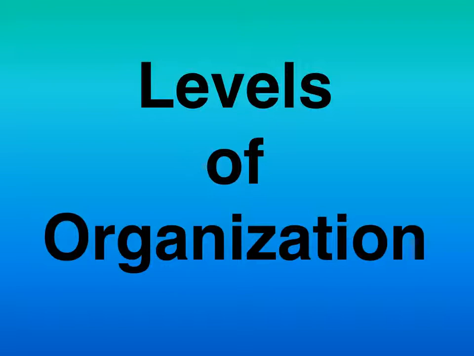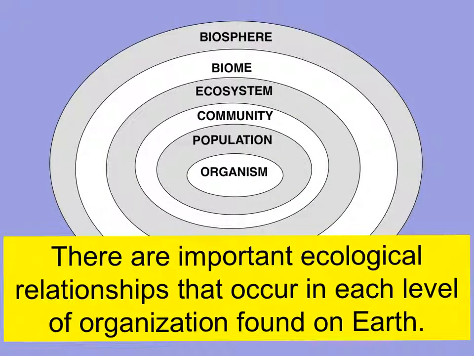Let's begin by reviewing the 6 levels of organization. There are important ecological relationships that occur in each level of organization found on Earth. The biosphere, biome, ecosystem, community, population, and organism. We're going to start with the broadest level, the biosphere.